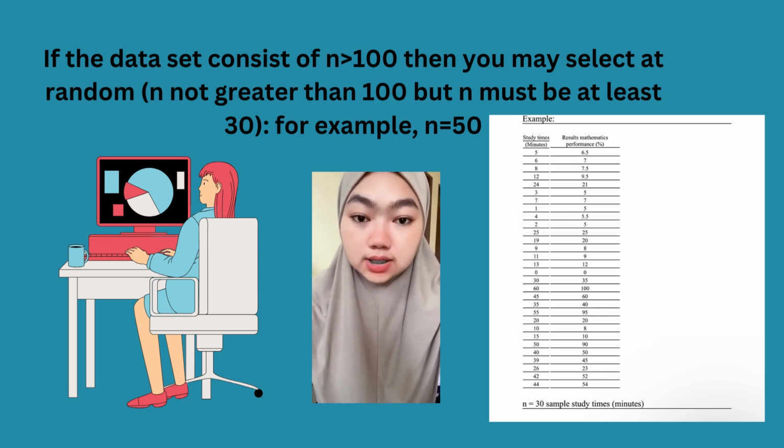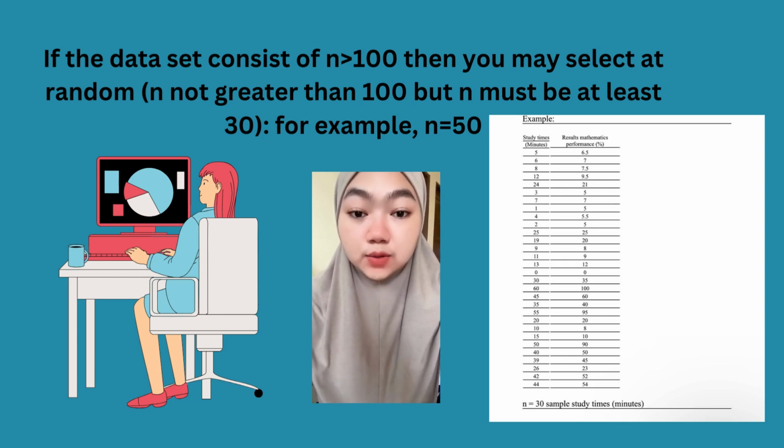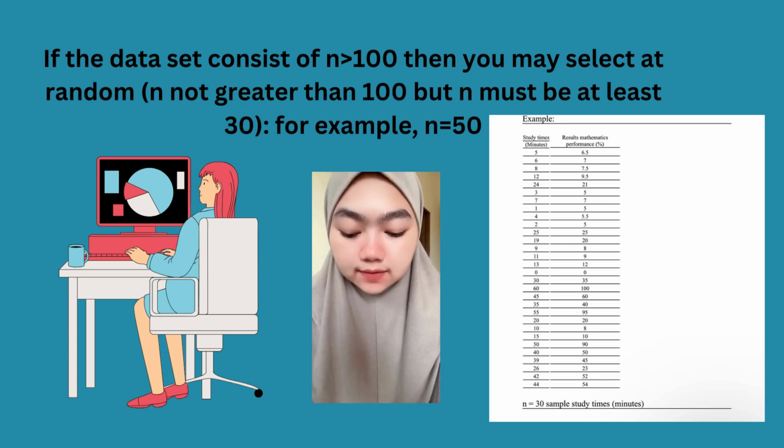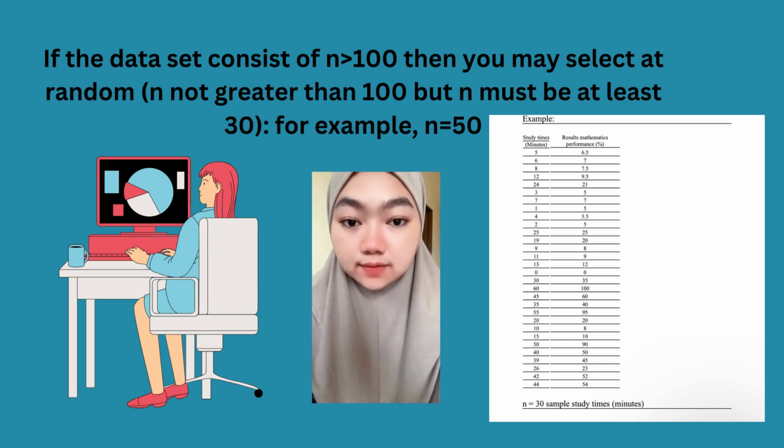So this is the data that my group has collected. That is n equals 30 samples of study time in minutes. For example, study time is 5 minutes, and the result of mathematics performance is 6.5%, and so on.